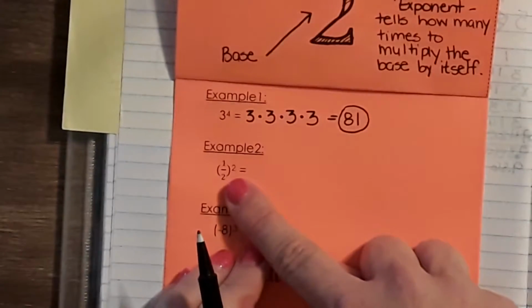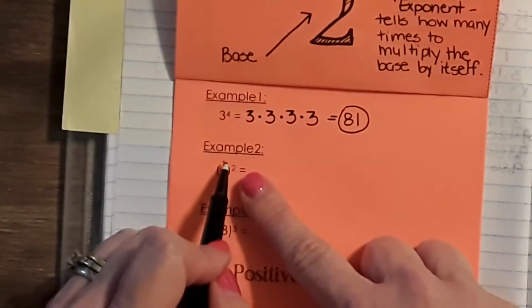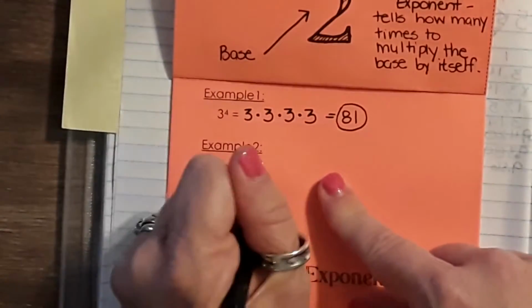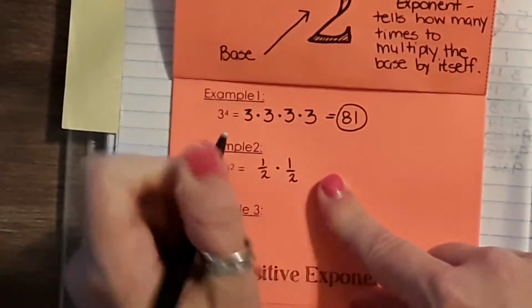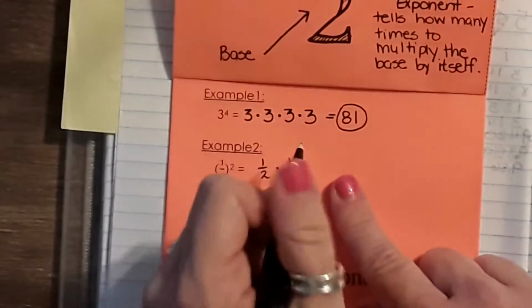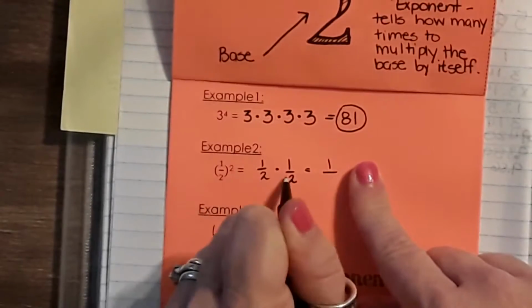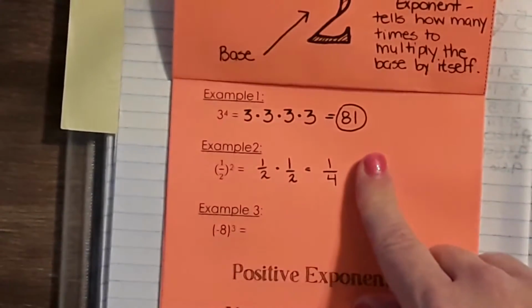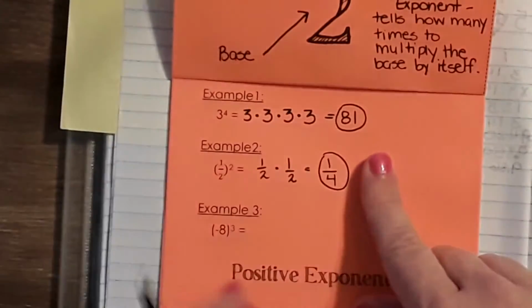When you have something like this, it's a fraction, it's saying 1/2 squared, or 1/2 times 1/2. So 1/2 times 1/2. Remember, you're going to multiply the numerator times the numerator and denominator times denominator. So 1 times 1 is still 1, and 2 times 2 is 4. So 1/2 squared is 1/4.